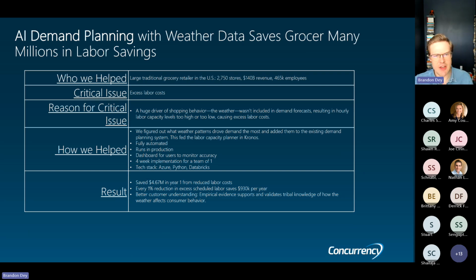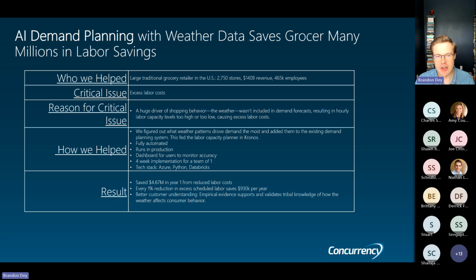The last one, it's very similar. Not going to spend a bunch of time on this, but essentially large grocery retailer, almost 3,000 stores. Similar to the restaurant chain, they had excess labor costs. But it wasn't because they didn't have a demand planning system. They already did. In fact, one of the reasons why I was able to help was because they weren't accounting for one of the biggest drivers of grocery consumption, and shopping behavior, which is the weather, right?